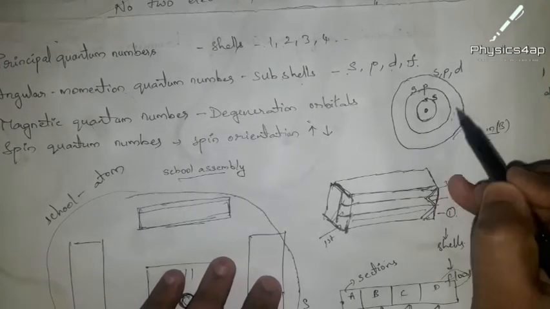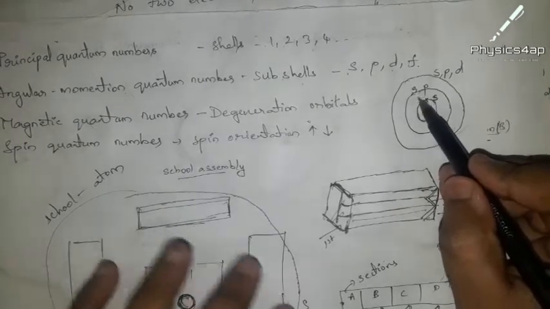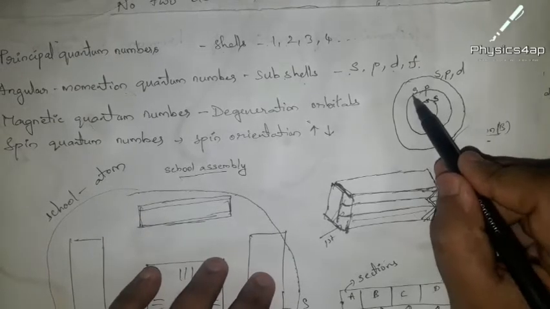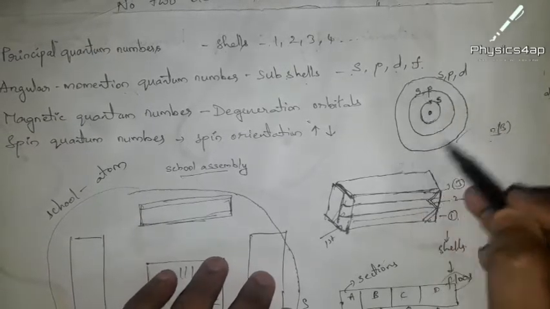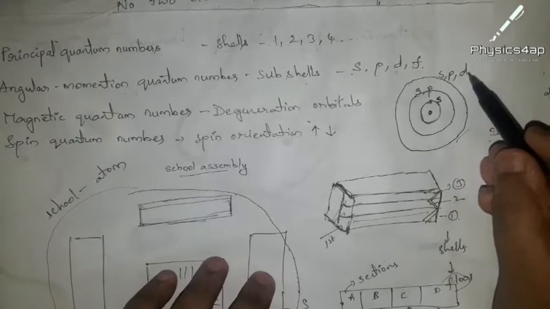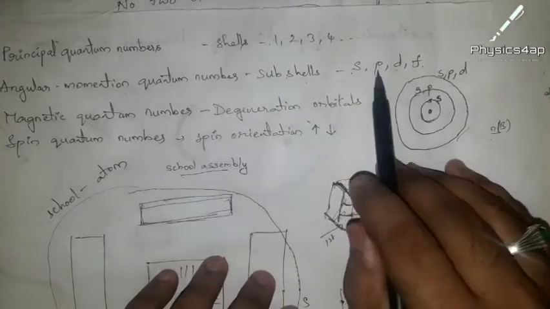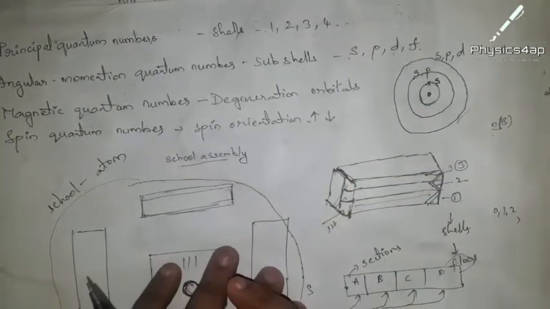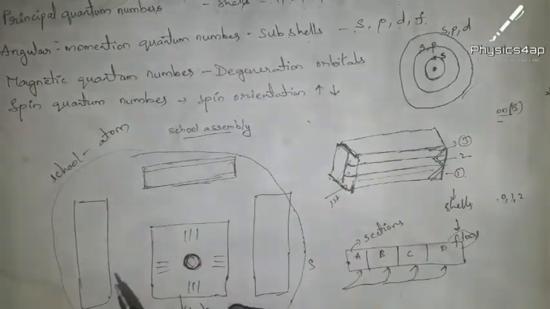The electrons will move into the second shell with the sections S and P, and the third will be entering into S, P and D. So these subshells are nothing but the SPDF sections, which are our class sections.